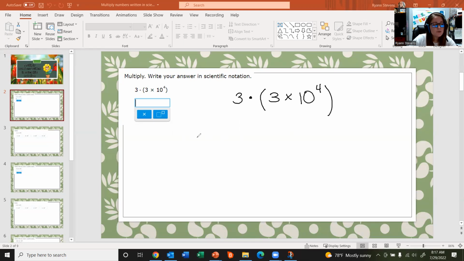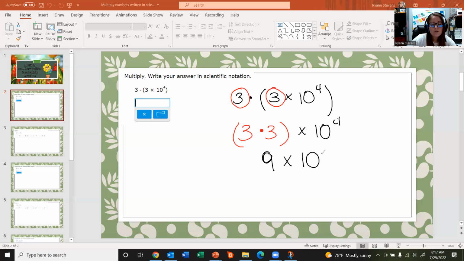But then what I want to do is I want to look at using the associative property of multiplication to kind of rearrange this to make it easier to multiply. So what I'm going to do is I'm going to take this number and I'm going to group it with this one. So then I would have 3 times 3. And then I'm going to keep this times 10 to the 4th. And then when I multiply 3 times 3, I would get an answer of 9. And then I would just keep this as is, 10 to the 4th power.